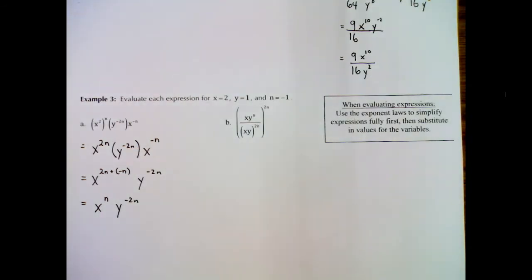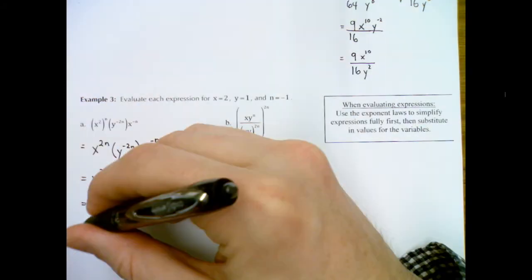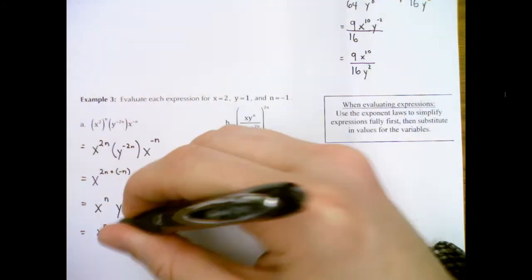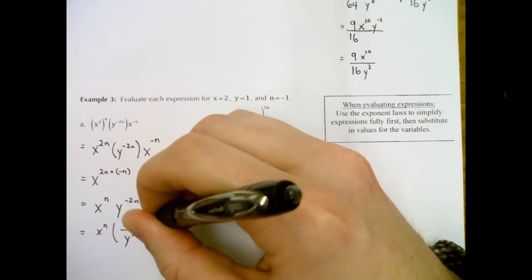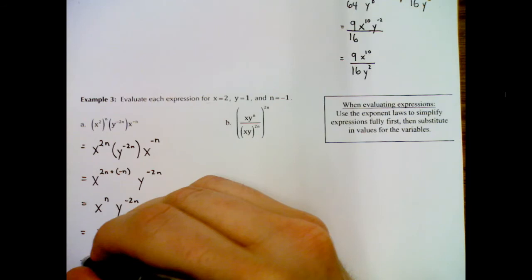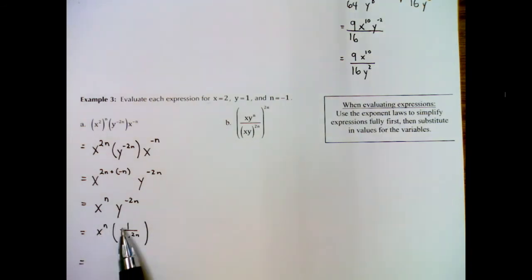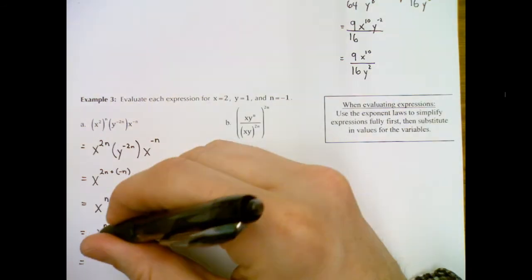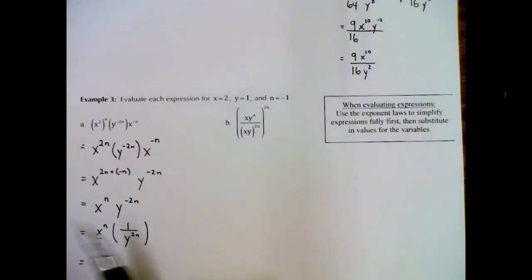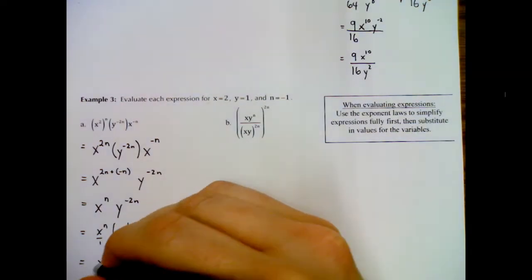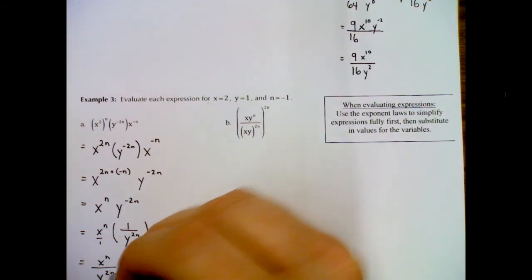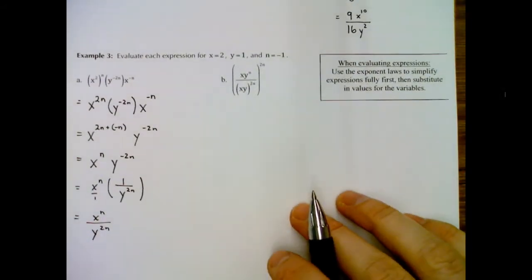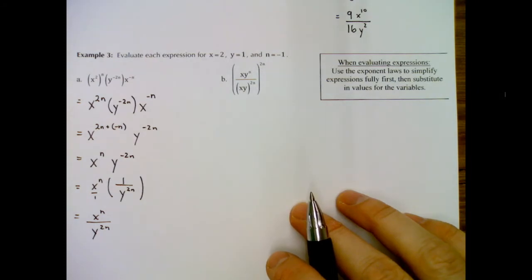Now we don't want to work with negative exponents, negative 2n. So we bring it and turn it into 1 over y to the exponent 2n. And now we have a term multiplied by a fraction. You would write it over 1, multiply across the top, x to the n, over, multiply across the bottom, y to the exponent 2n. So that's fully simplified, and now we would make our substitution.